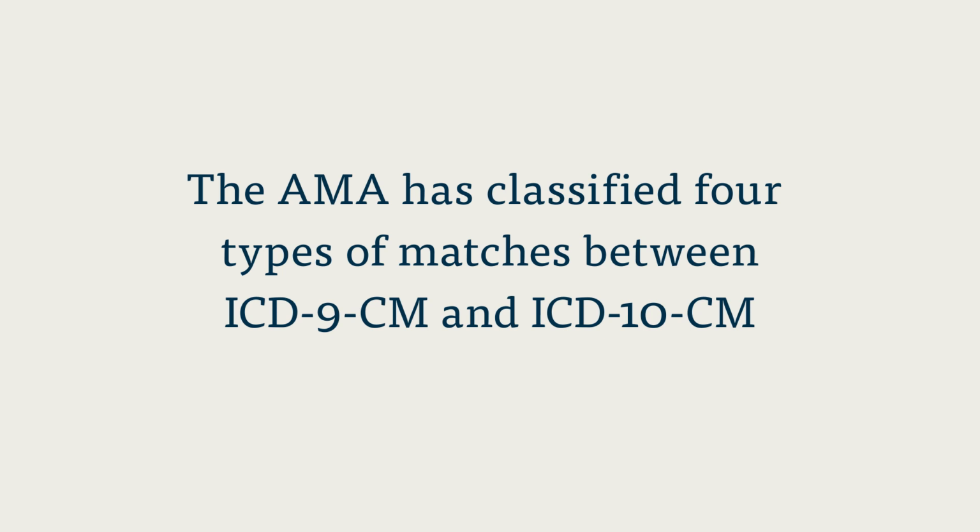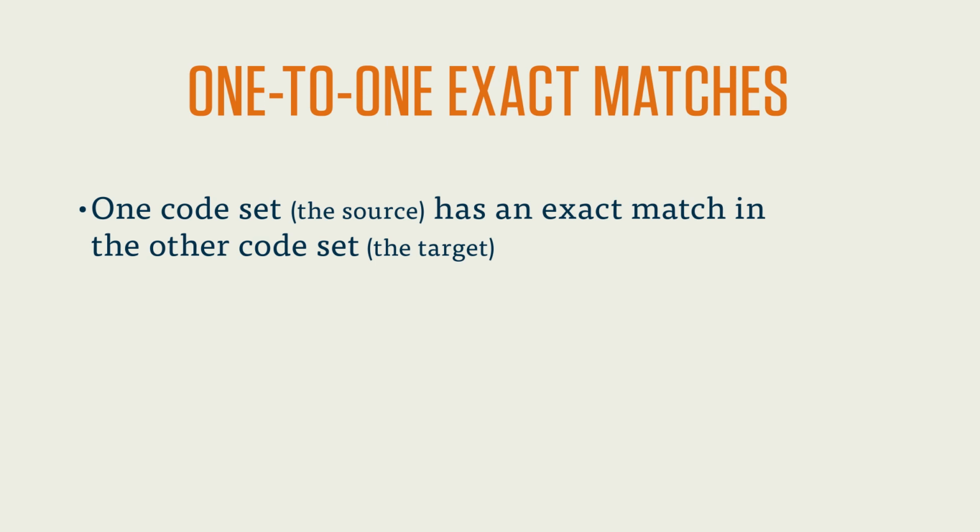So how should we approach the crosswalking process? The best place to start is by breaking down the types of matches there are between code sets. The AMA has classified 4 types of matches between ICD-9-CM and ICD-10-CM. Let's take a look at them now. One-to-one exact matches. In these matches, one code set, the source, has an exact match down to the wording to the other code set, the target.